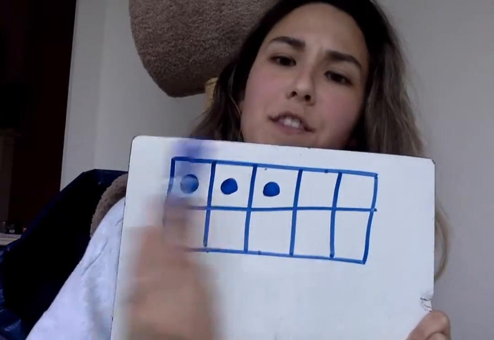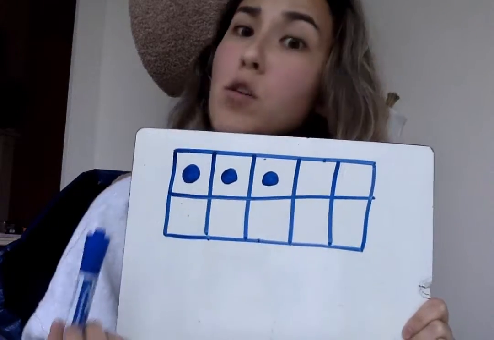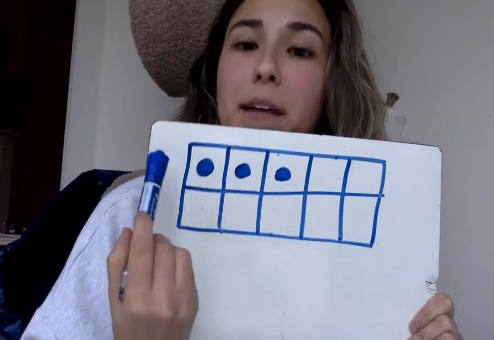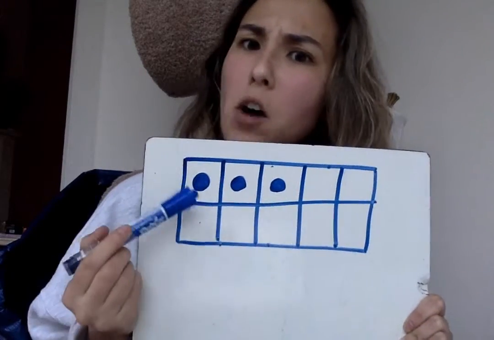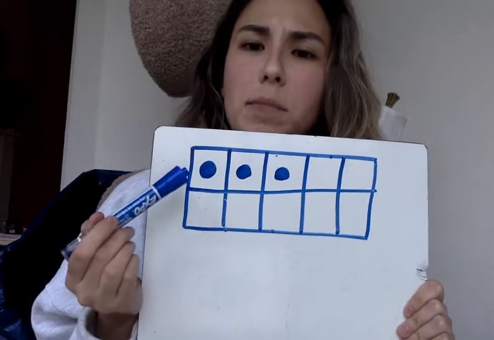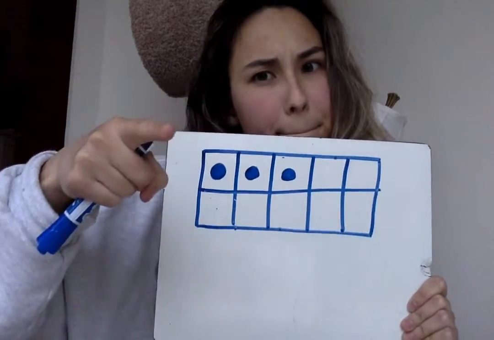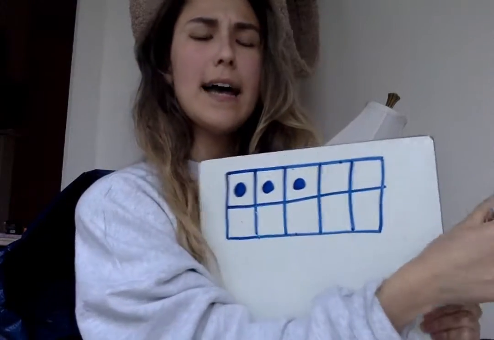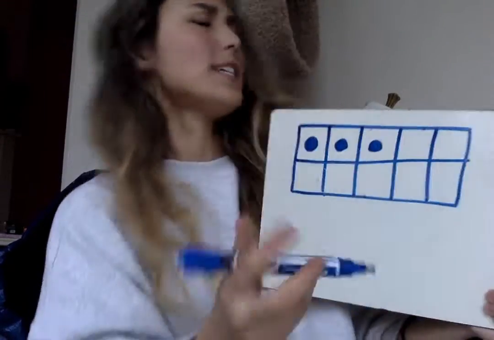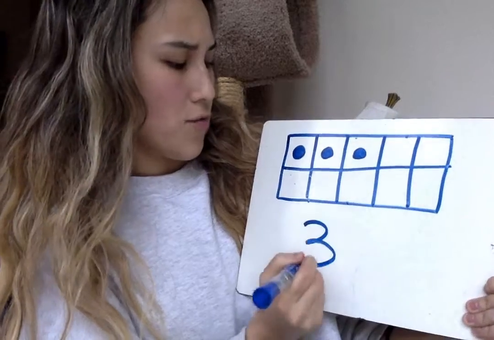If we have this many dots, remember, this is called a 10 frame. That means if all of the boxes are filled, there's going to be 10. But how many do you see here? Subitize. How many dots do you see in our 10 frame? That's right, there's 3. You didn't even need to count because you subitized. There are 3 dots. You're right. I'm going to write the number 3.